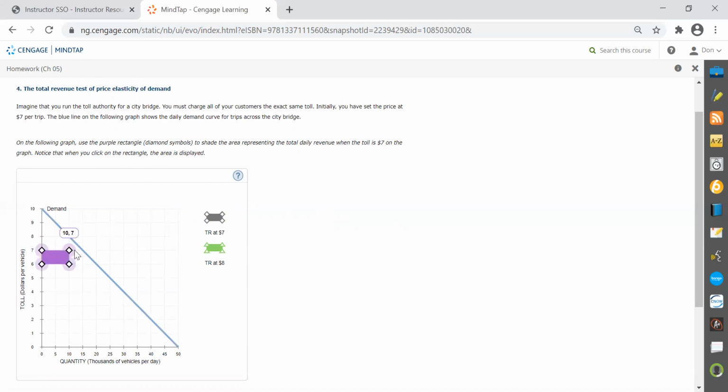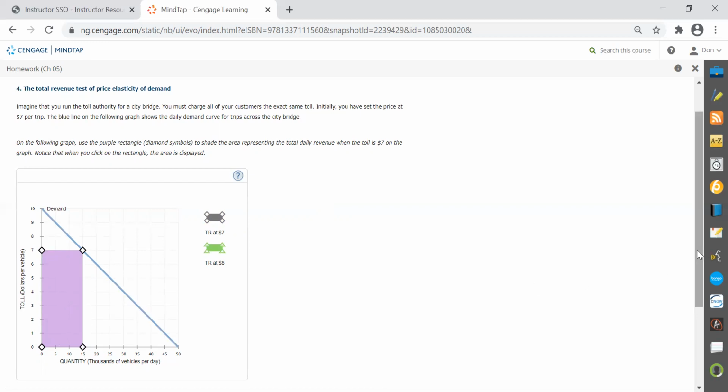And I'm going to move it over to where the $7 and our blue demand line meet. At that point, I'm going to pull this all the way down to the quantity of vehicles that pay the toll per day. And what this is really shading in is the profit area. All this is saying is that at $7, if I follow my line over to $7 and hit the demand curve, I'm going to have 15,000 vehicles per day cross that toll bridge at the $7 price point.